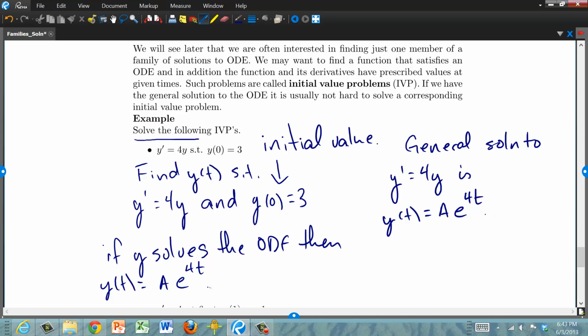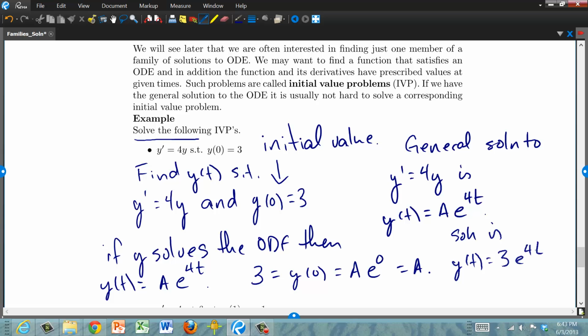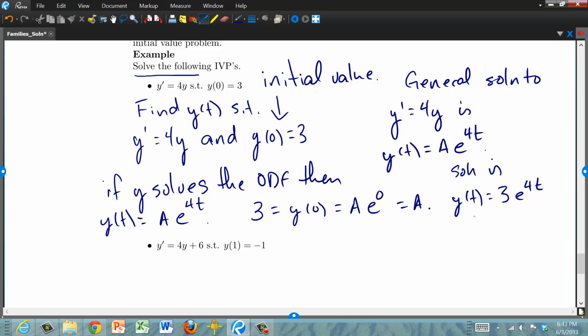Okay, now we just have to choose a so that when I plug in t equals 0, I get out the value 3. So what we want is we want 3 to be equal to y at 0, and that's going to be whatever the constant is times e to the 0th power, so that's a. So the member of the family of solutions that satisfies y at time 0 is 3 is the solution to this initial value problem, and the solution is y of t equals 3e to the 4t. All right.